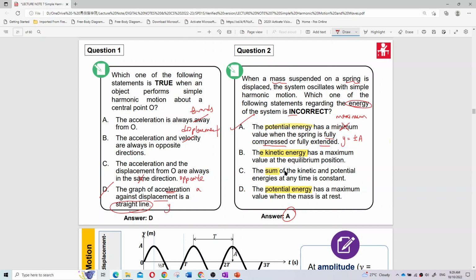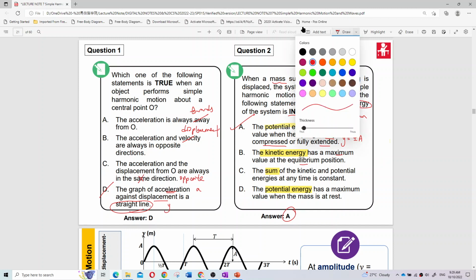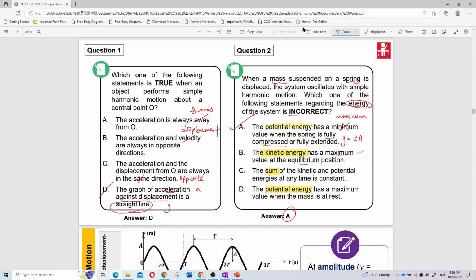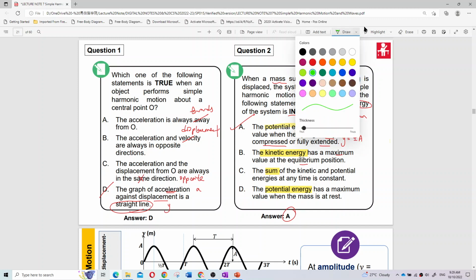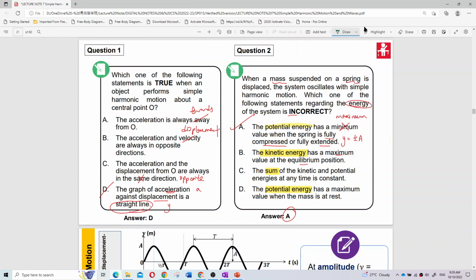That's correct. Equilibrium, y equal to 0. K max. Good. Correct. This one we should use green. We know that all the rest is correct, right? So this is correct. This is correct. Can you see it? I cannot see. So this is correct. So K maximum at equilibrium. That's correct. And then the sum of energy is constant.